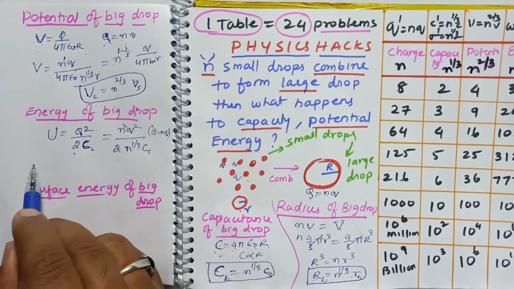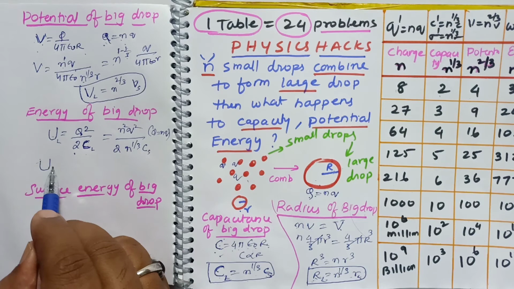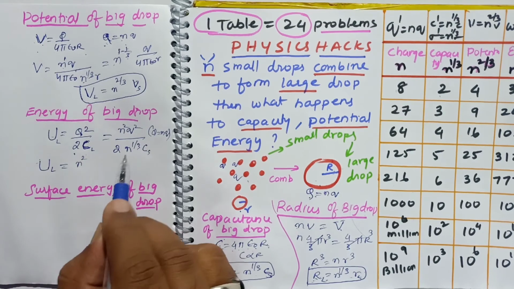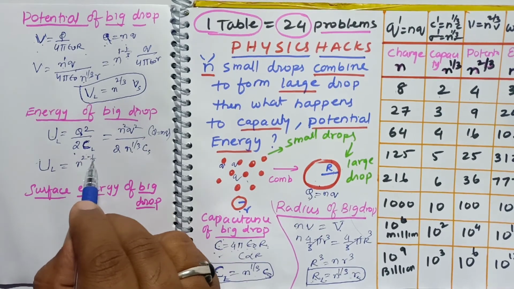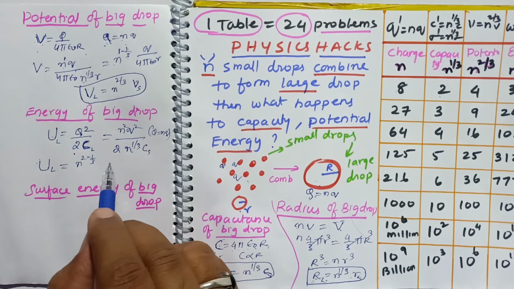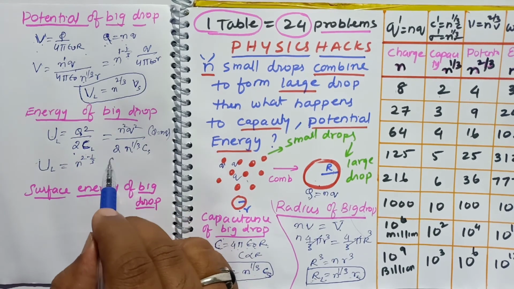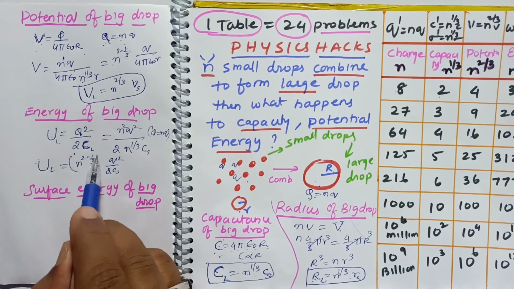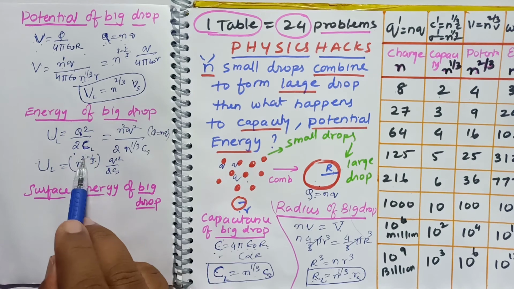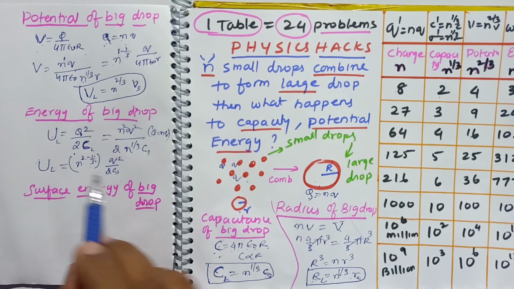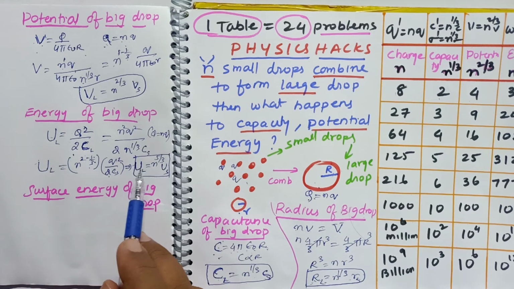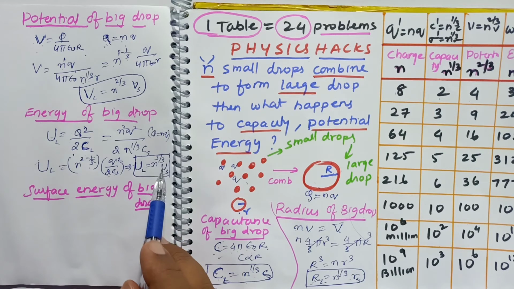So now you just see, this is for the larger drop, the energy of a big drop. We have n square, and this 1 by 3 comes to the numerator becoming n power 1 by 3, and the remaining factors are the same: q square by 2 into C of the smaller drop. How much is it going to become? 2 minus 1 by 3 gives 6 minus 1, that is 5 by 3. Therefore the energy of a larger drop is n power 5 by 3 times the energy of a smaller drop. I think you have understood this one.